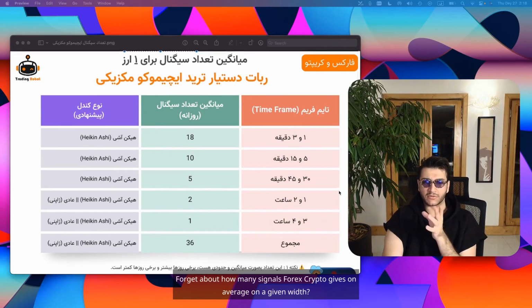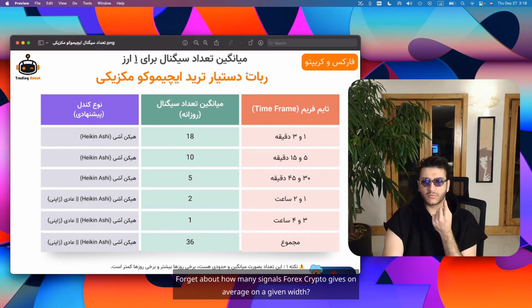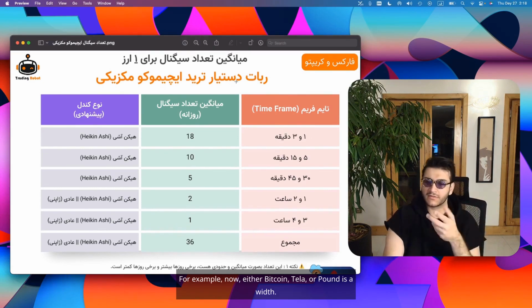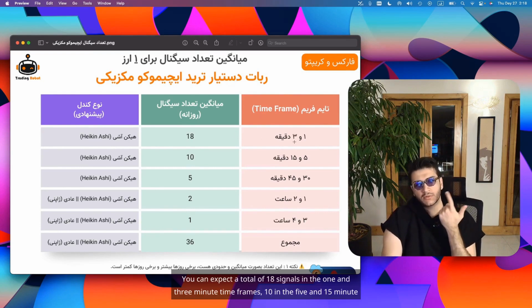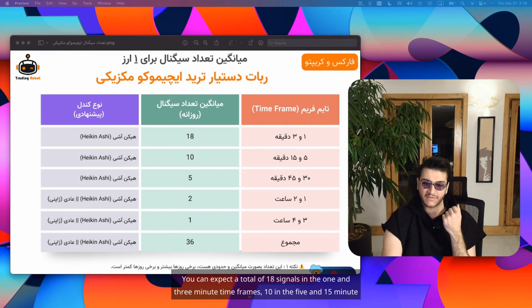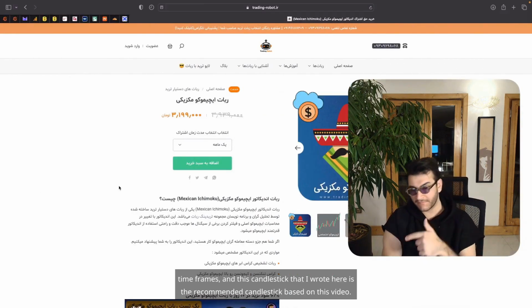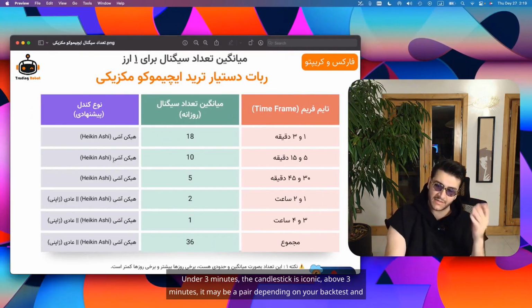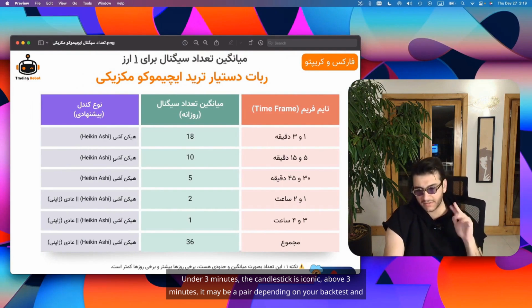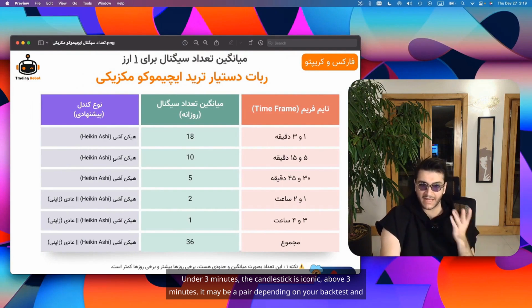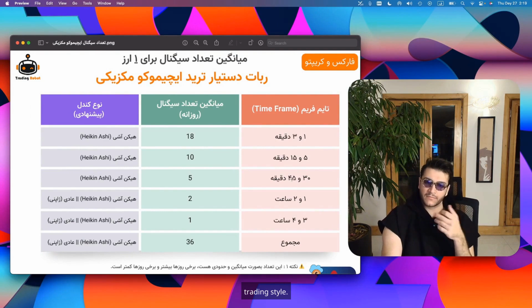Forget about how many signals forex and crypto give on average on a given pair. For example, now either Bitcoin, Tesla or pound is a pair. You can expect a total of 18 signals in the 1 and 3 minute time frames, 10 in the 5 and 15 minute time frames, and this candlestick that I wrote here is the recommended candlestick based on this video. Under 3 minutes, the candlestick is iconic. Above 3 minutes, it may be a pair depending on your backtest and trading style.